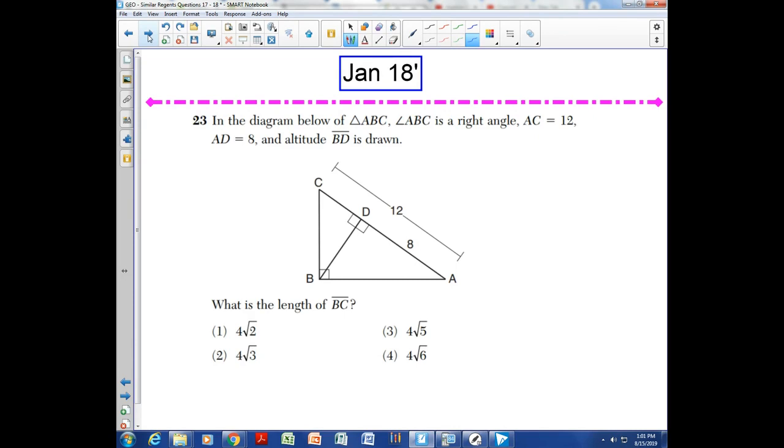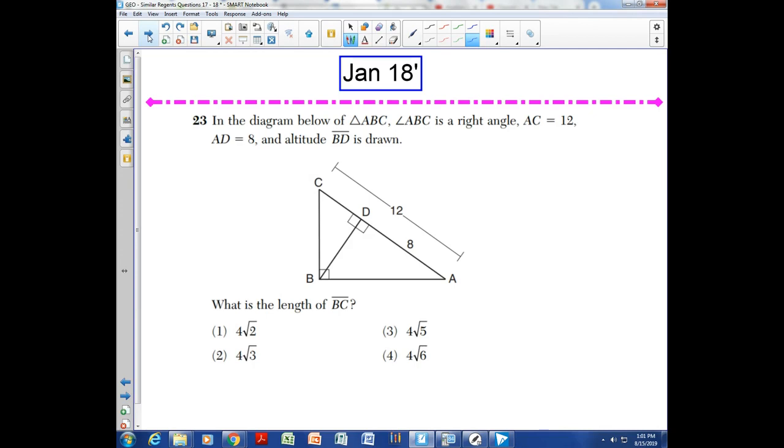Okay, January 18, question number 23. Now, here is a problem which is a little different from the rest. This is a problem that has to do with similar triangles, but it's when you have a right triangle and an altitude drawn and creates two other right triangles within triangles. These are all similar triangles, and we can prove it.